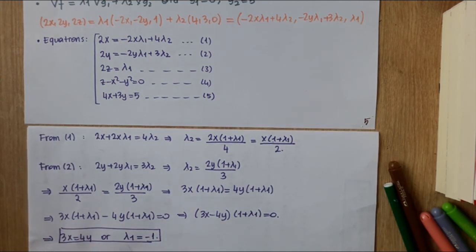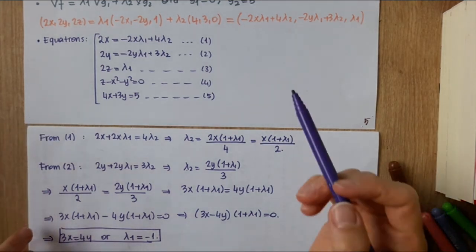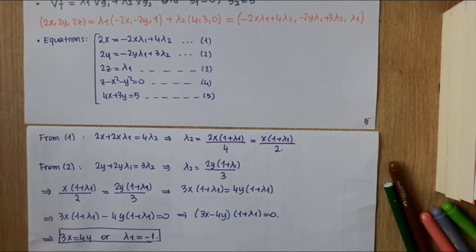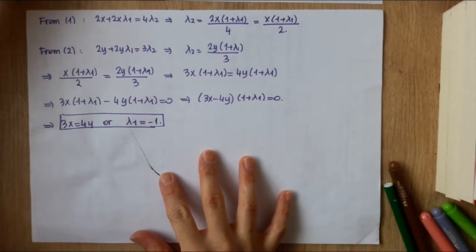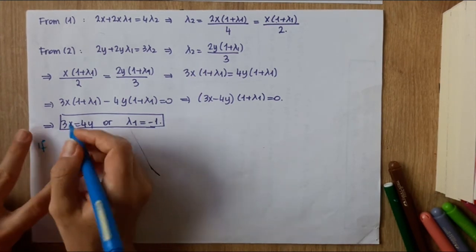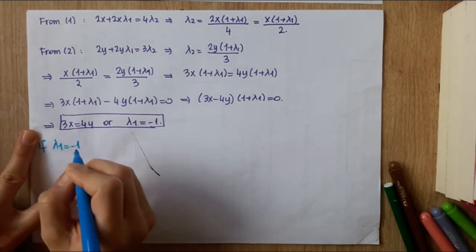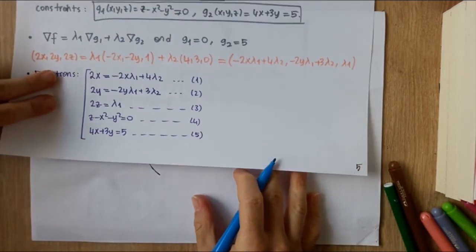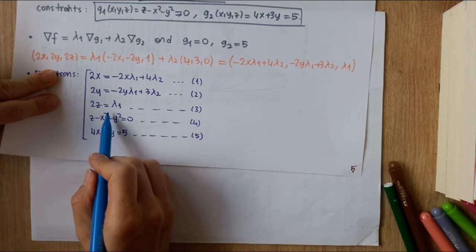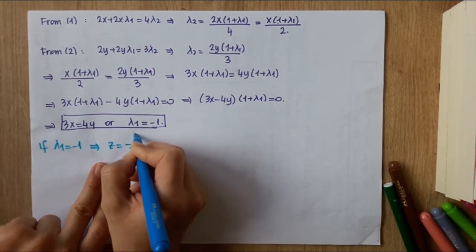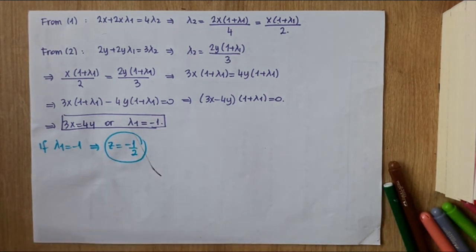And using these results and using the other equations here, we can get the result directly. So let's continue with the first case. If lambda 1 is minus 1, from the third equation here, I can find z. z equals minus 1 over 2. Okay, this is the first thing.